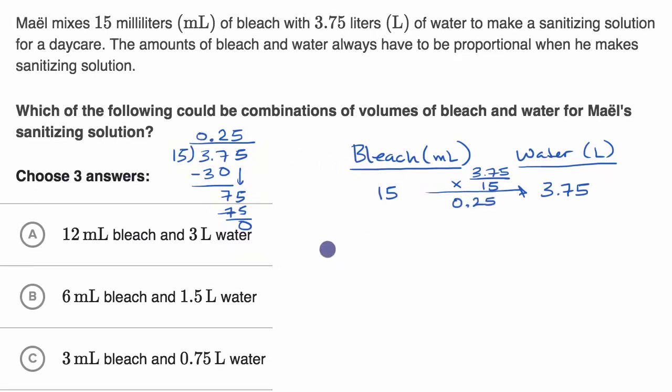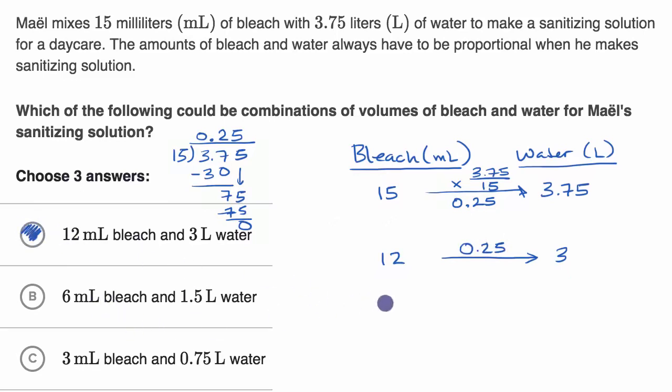So we have to see which of these have the same exact proportionality constant going from bleach to water. So let's see. This next one is 12 and 3. So if we multiply 12 by 0.25, do we get 3? Yeah, 3 is 1/4 of 12. 0.25, 25 hundredths is the same thing as 1/4. So this one checks out.